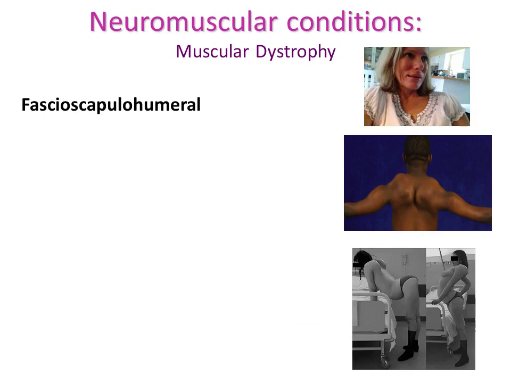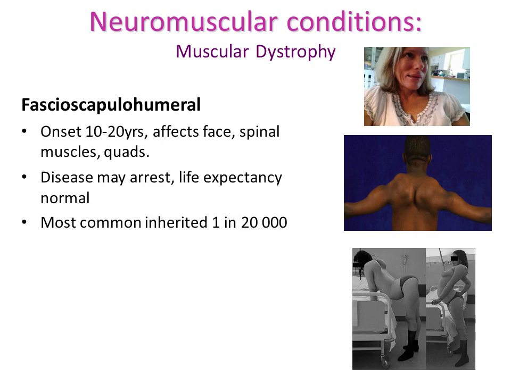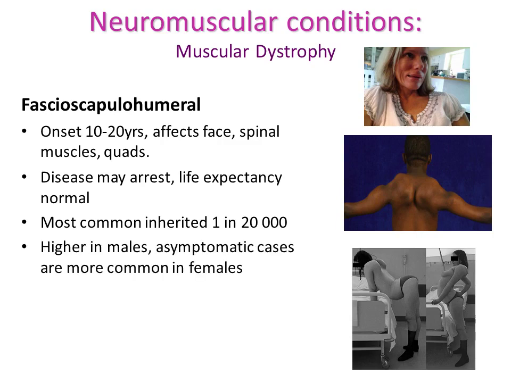This is another common type of adult onset muscular dystrophy, which is facioscapulohumeral dystrophy. It affects the face, the spinal muscles, and the quadriceps. Again, the disease may arrest later in life, and the life expectancy is normal, and 1 in 20,000 people get FSH. There's a higher incidence in men, and there can be some asymptomatic cases in females. And it's autosomal dominant, although it's quite common to get spontaneous mutations within one person.